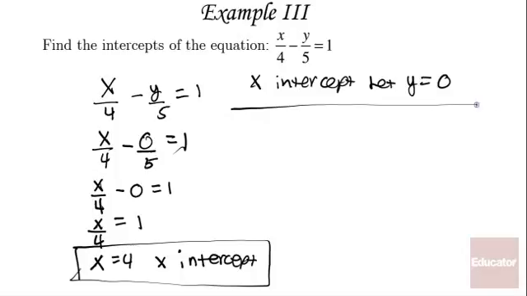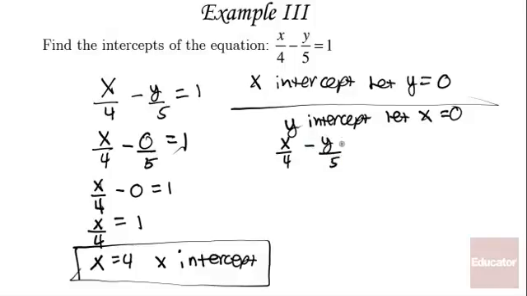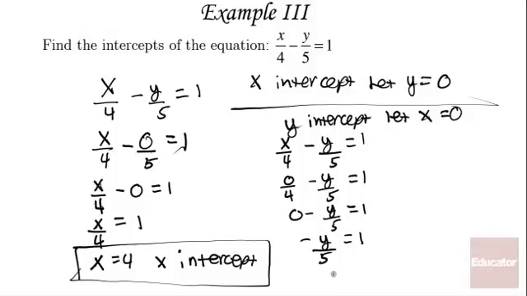Now, for the y-intercept, I'm going to let x equal 0. So I'm going to do the same thing, except this time, I'm going to let x equal 0. So going back to this equation, x over 4, let's let x equal 0, minus y over 5 equals 1. That's going to give me 0 minus y over 5 equals 1, or negative y over 5 equals 1. Multiply both sides by negative 5 to isolate the y, and I come up with y equals negative 5.